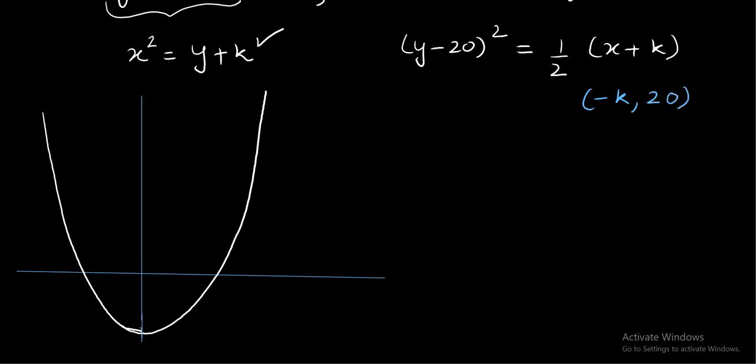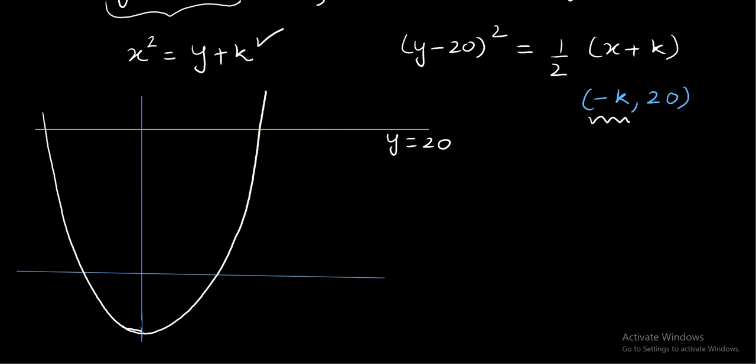Minus k, 20 means one thing is clear, that the vertex is going to lie on the line y equals 20. So y equals 20 means somewhere here we will be getting y equals 20. Let this line be y equals 20. I'm tracing it. So ये रहा line y equals 20. On this line, we will have the vertex of second parabola.